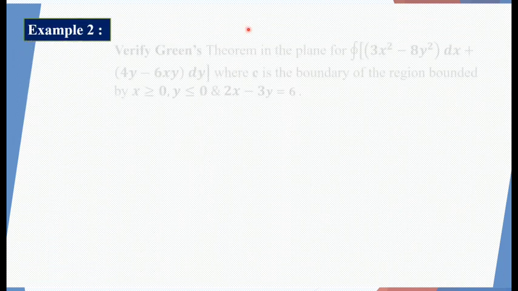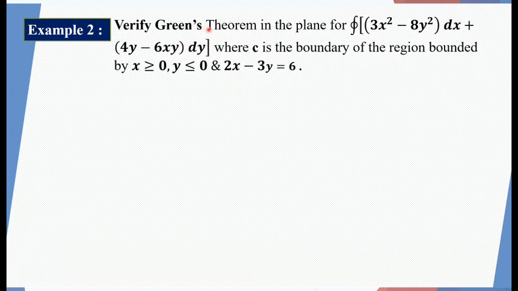Example 2. Verify Green's theorem in the plane for the circular integral of (3x square minus 8y square) dx plus (4y minus 6xy) dy, where C is the boundary of the region bounded by x greater than or equal to 0, y less than or equal to 0, and 2x minus 3y equals 6. So to solve it, we first draw this particular region.